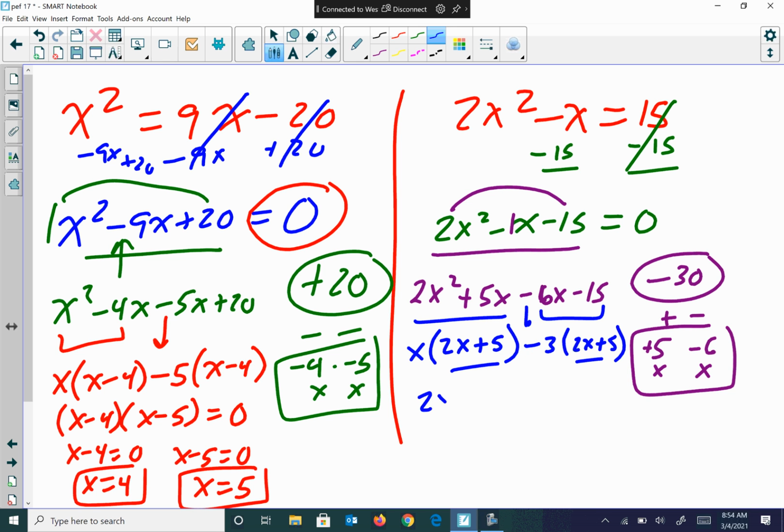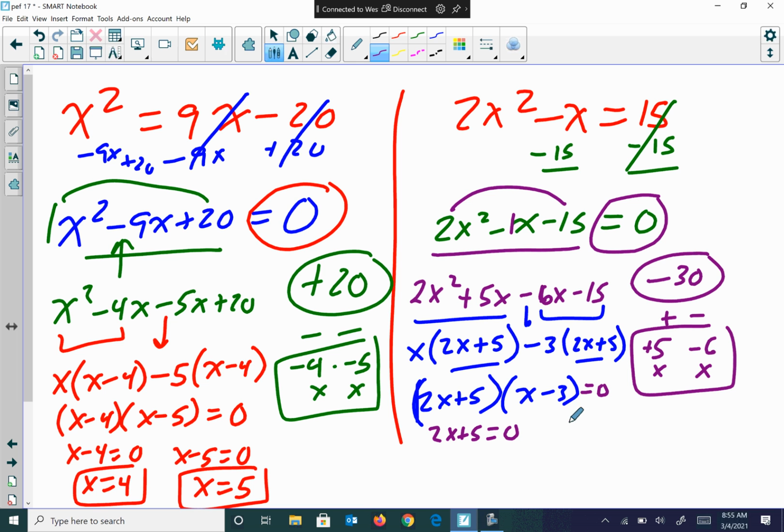So, have I gone through these factoring using the same type of verbiage, even when we're solving them? I hope so. I've tried to. All right, so I get 2x plus 5 equals 0. x minus 3 equals 0.